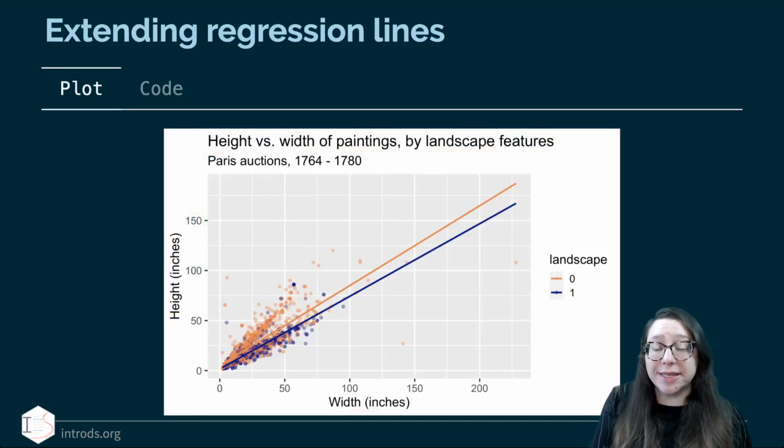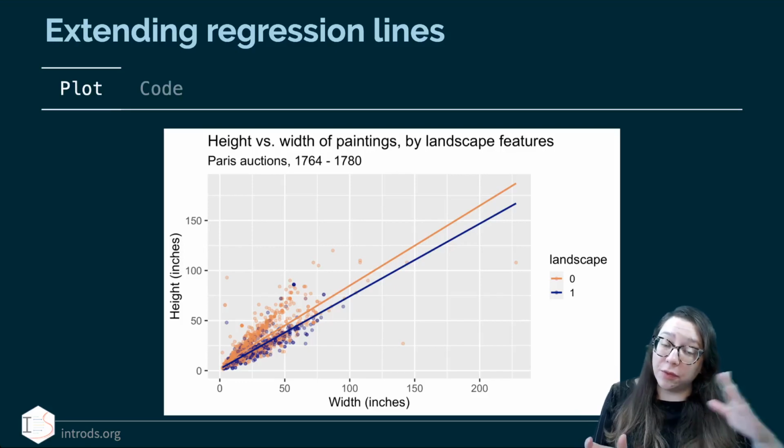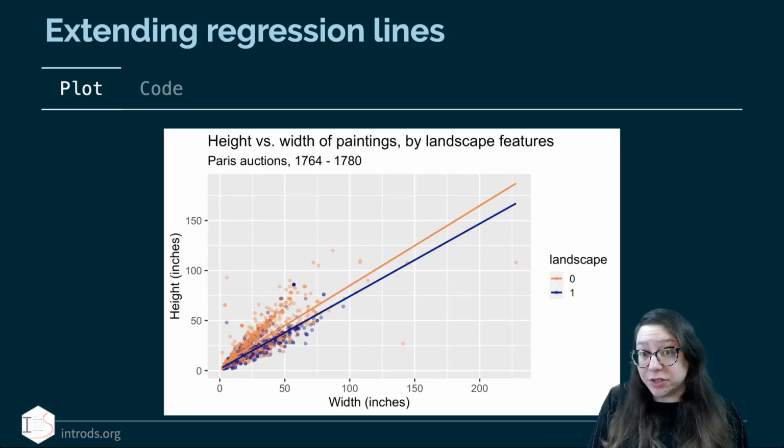If we were to extend that line all the way out, we would be saying that whatever relationship holds between height and width for the paintings for which we have observed data, we would be assuming that relationship extends out into the future as well. And that's what we call extrapolation. And we want to be very, very careful when we're doing extrapolation. Oftentimes you might hear, don't ever do extrapolation, and there's value to that statement.